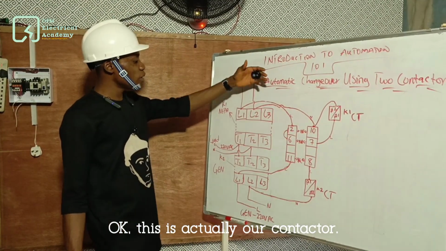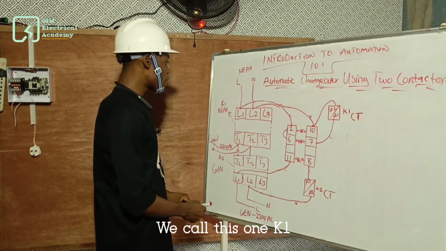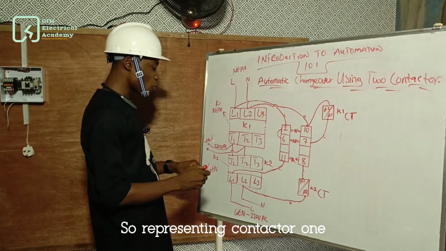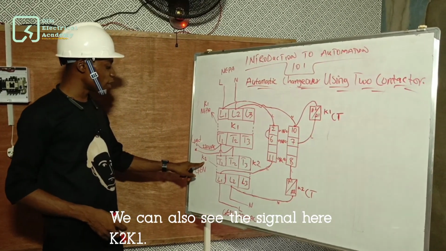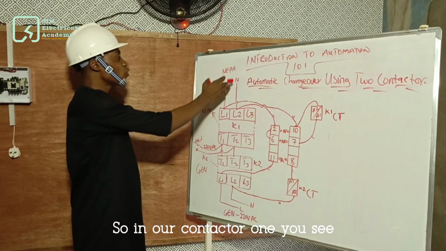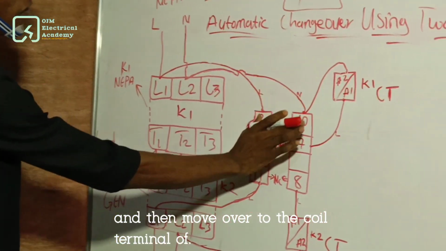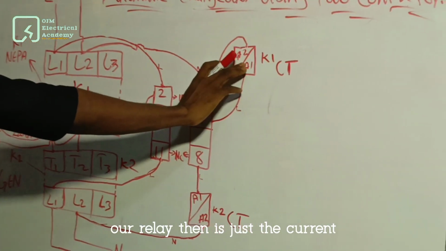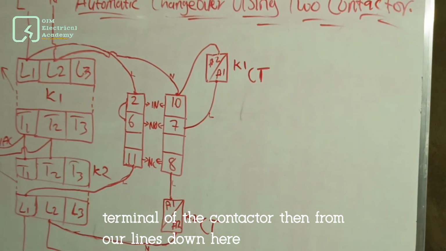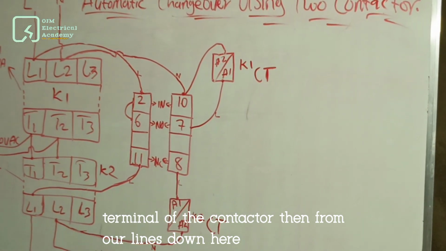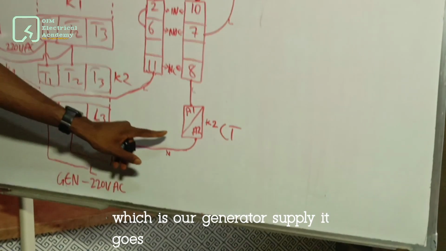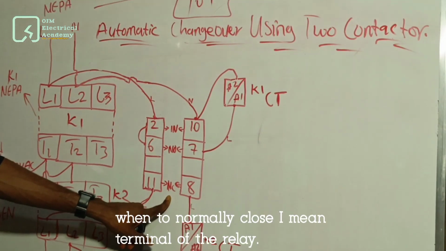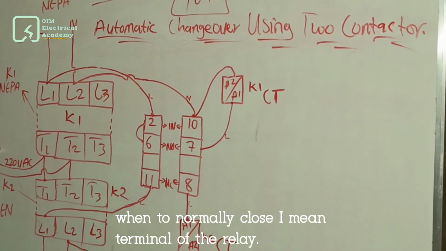Okay, this is actually our contactor. We call this one K1 and we call this one K2, representing contactor 1 and contactor 2. We can as well see the signal here, K2, K1. So in our contactor 1, you see that the power came in to the lines and then moved over to the coil terminal of our relay. From the coil terminal of our relay, it then energizes the coil terminal of the contactor. Then from our lines down here, which is our generator supply, it goes over to the coil terminal of the contactor, and from there went to the normally closed terminal of the relay.